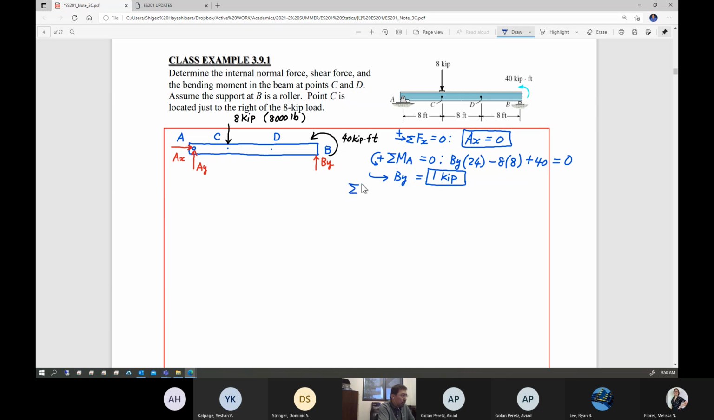And summation of the force in y direction.